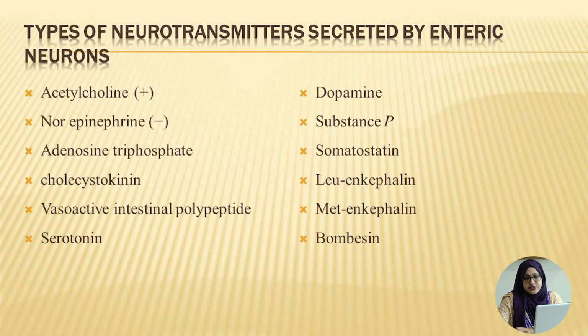Types of neurotransmitters which are secreted by the enteric neurons. It mainly secretes acetylcholine and norepinephrine. Others include adenosine triphosphate, cholecystokinin, vasoactive intestinal polypeptide, serotonin, dopamine, substance P, somatostatin, leu-enkephalin, met-enkephalin, and bombesin.